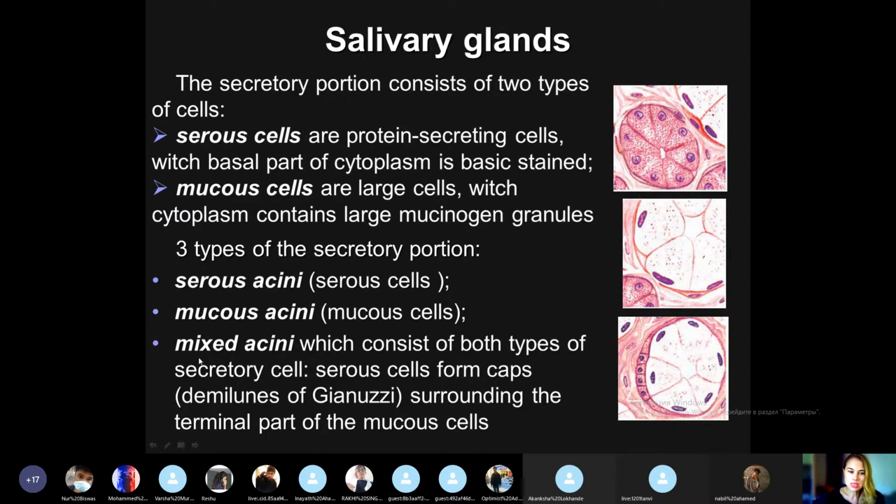And mixed acini, the mixed acini composed of both types of the cells. In the center, we can find mucous cells with the light cytoplasm, and in the periphery, the mucous cells are surrounded by the serous cells. These serous cells form caps, which are called demilunes of Giannuzzi. So these mixed acini, one more time, are composed of both types of the cells, the mucous in the center and the serous on the periphery.